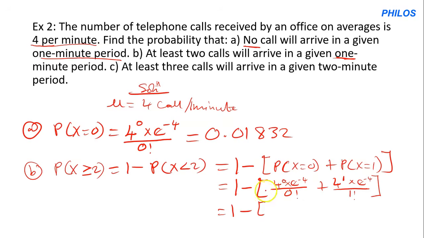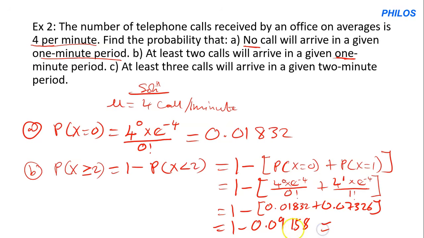Now from question A, we got this to be 0.01832 plus. Now you've entered this on your calculator, right? You can edit it by erasing all the zeros and replacing them with 1. Okay. So when you replace them, you get 0.07326. So this will give us 1 minus. When you add the two results in the bracket, you're going to get 0.09158. So 1 minus 0.09158 should give you 0.90342. So this is the answer to question B.